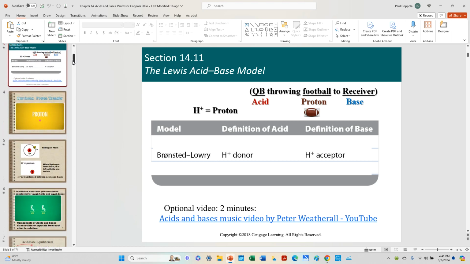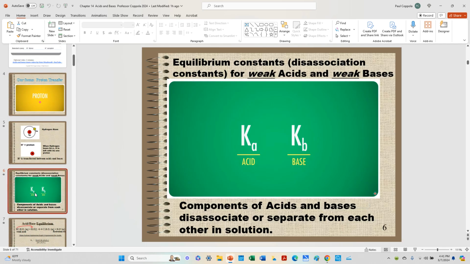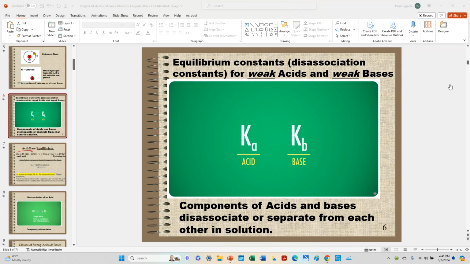Let me go to slide 6. And we learn about 2 new equilibrium constants. K sub A, which is for a weak acid, and K sub B, which is for a weak base. And so, as we saw, I just took a drink, that's why I said excuse me. The weak acid and weak base are going to follow the principles of equilibrium, and that's why we call them an equilibrium constant.